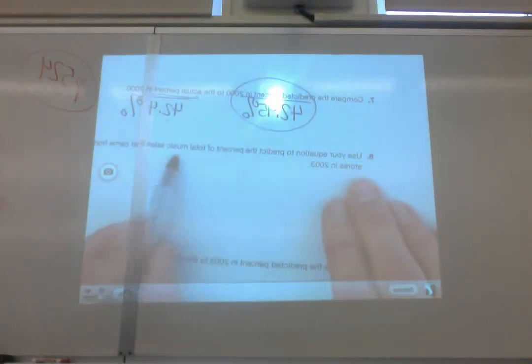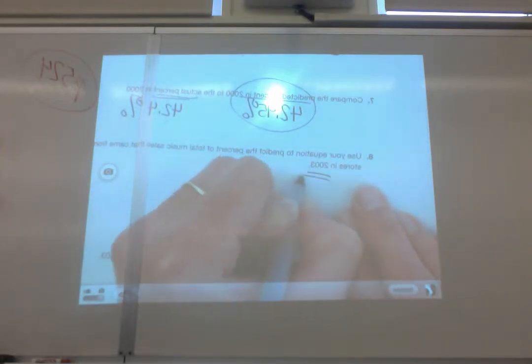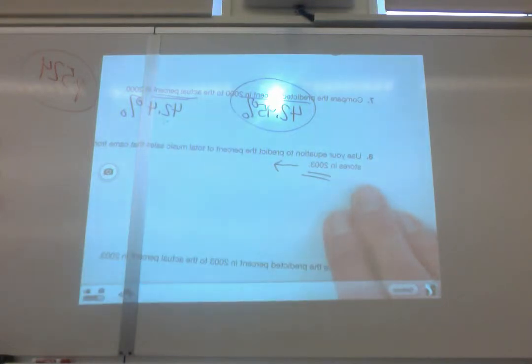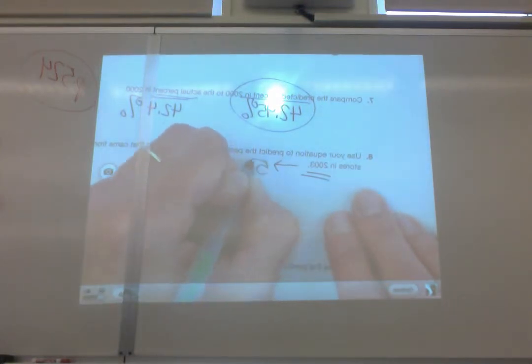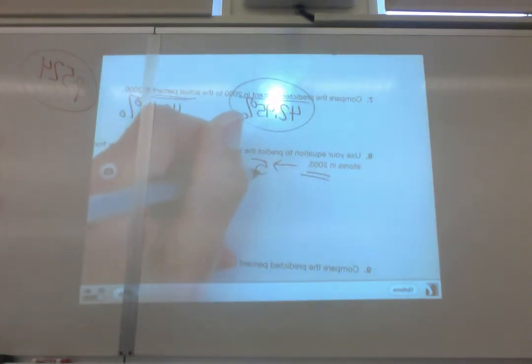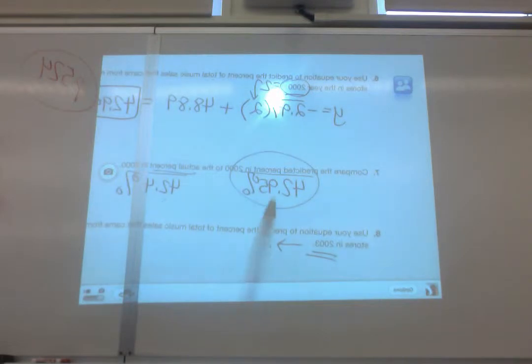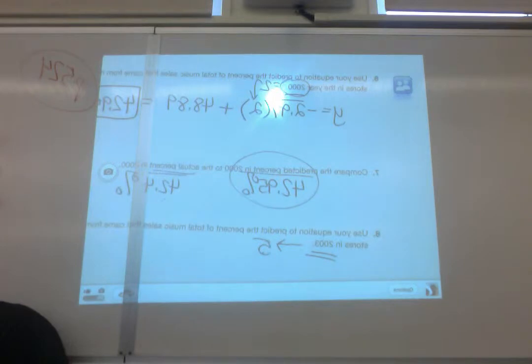Use your equation to predict the percent total music sales in stores in 2003. What does 2003 relate to in terms of our X? Five. Go ahead, please. Load 5 into our equation, just like I did with 2, and use your calculator to find the theoretical or predicted percent in 5 years. I'm going to walk around. Same equation, put 5 in for the X.